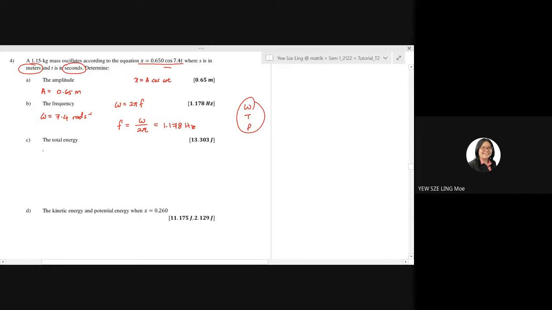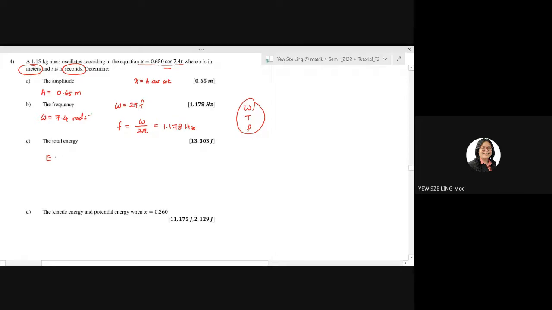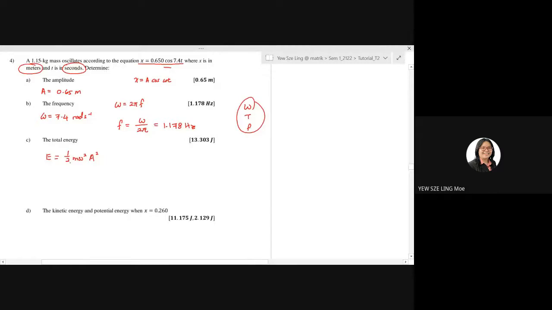Okay, 1.178 hertz. So now that I have a frequency, I have A, so I'm done with questions A and B. Question C, total energy. If you look at the question, I don't have k, so I'm not going to use the equation with k. I'm going to use the equation with omega. So for E, you have just one equation. It doesn't depend on time. It doesn't depend on displacement. What it depends on is your omega and also the amplitude. So E is equal to 1 over 2 m omega squared A squared. You cannot use half kA squared because you don't have the information of k. So we use 1 over 2 m omega squared A squared.